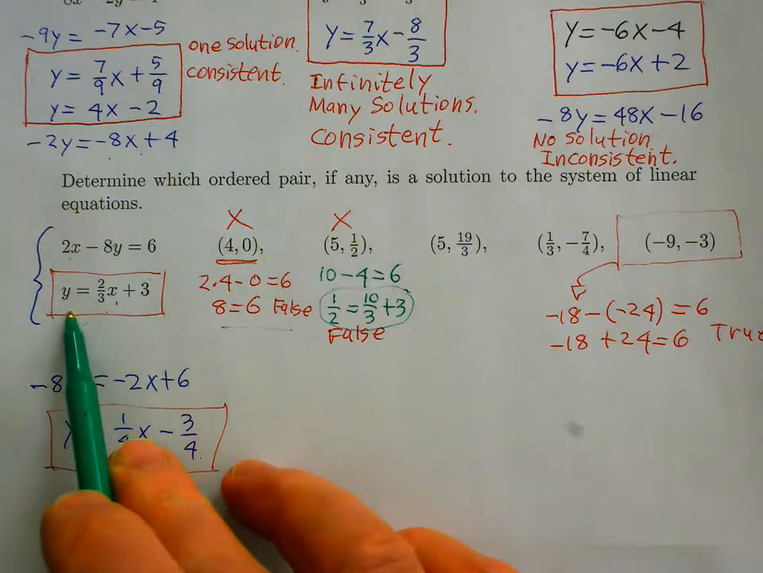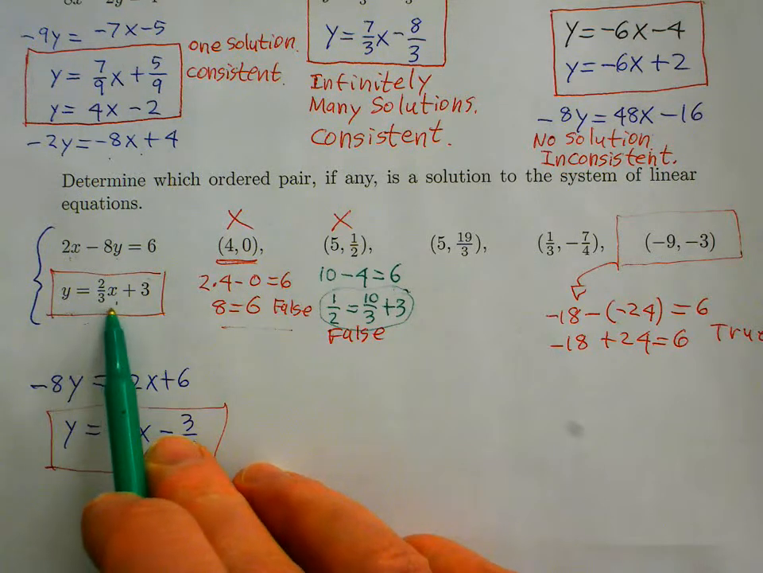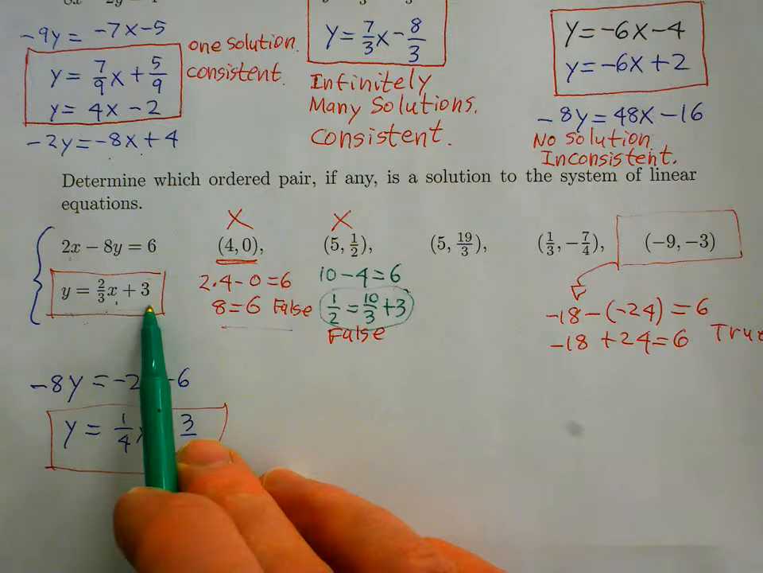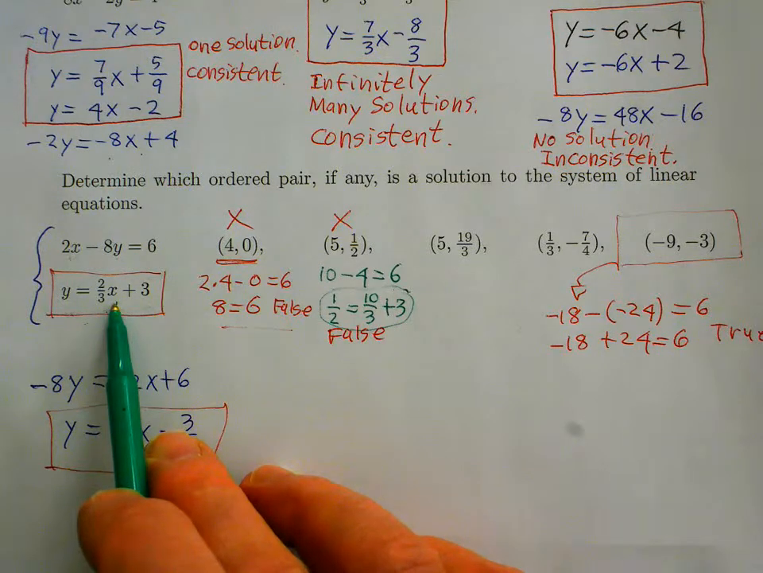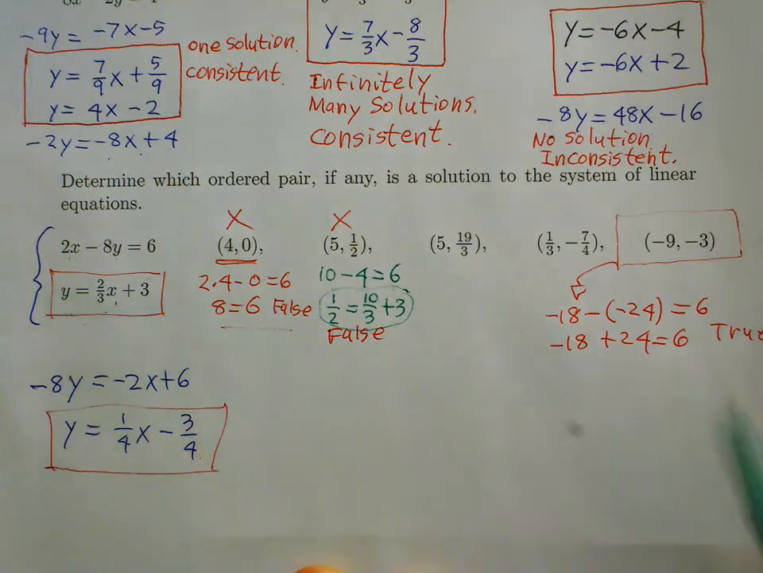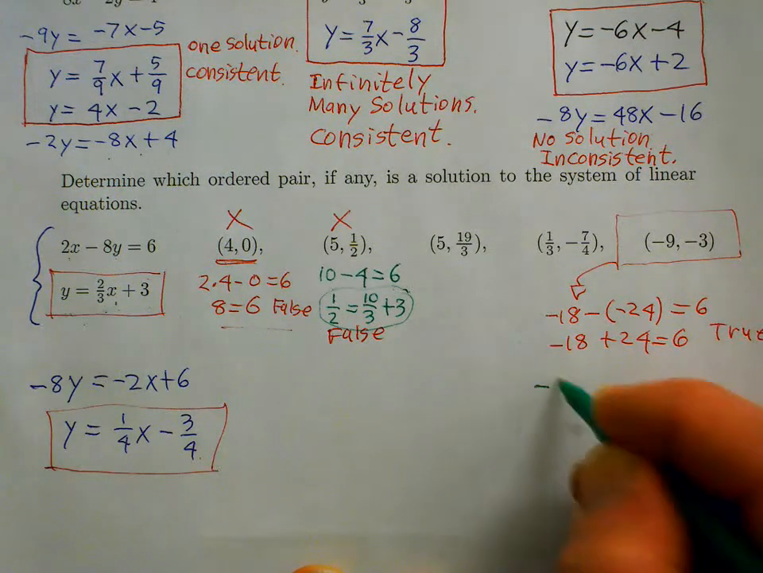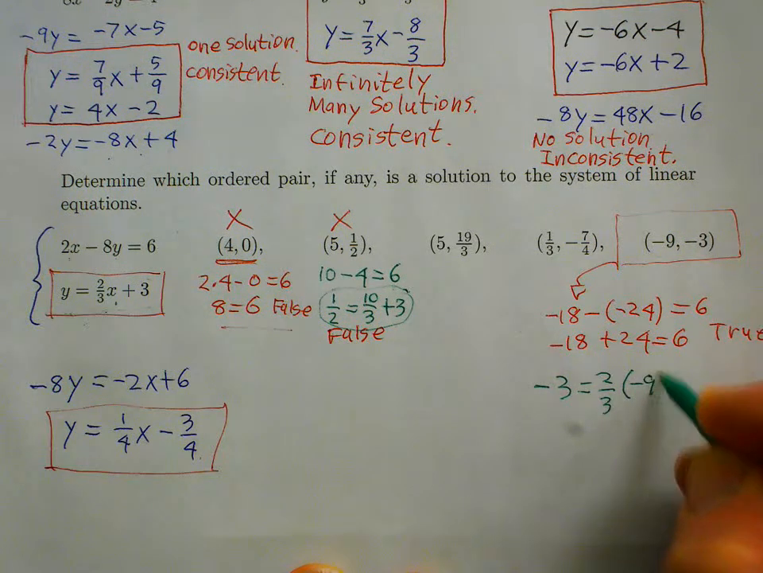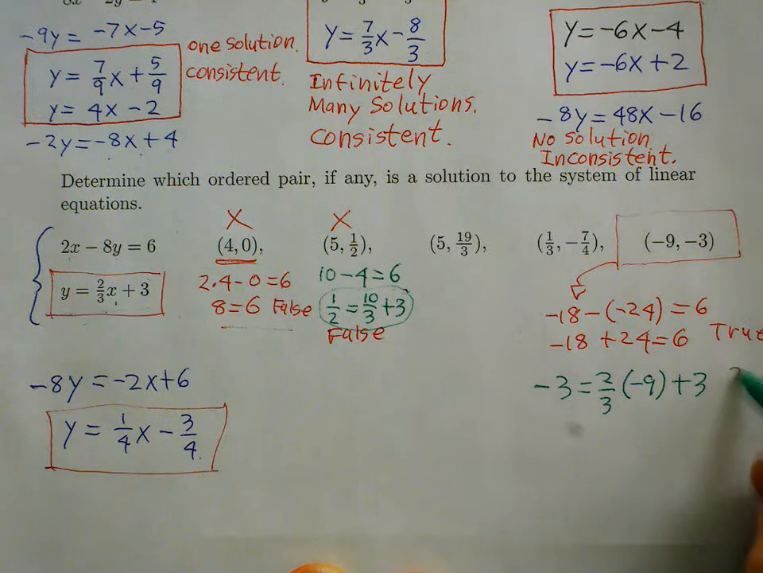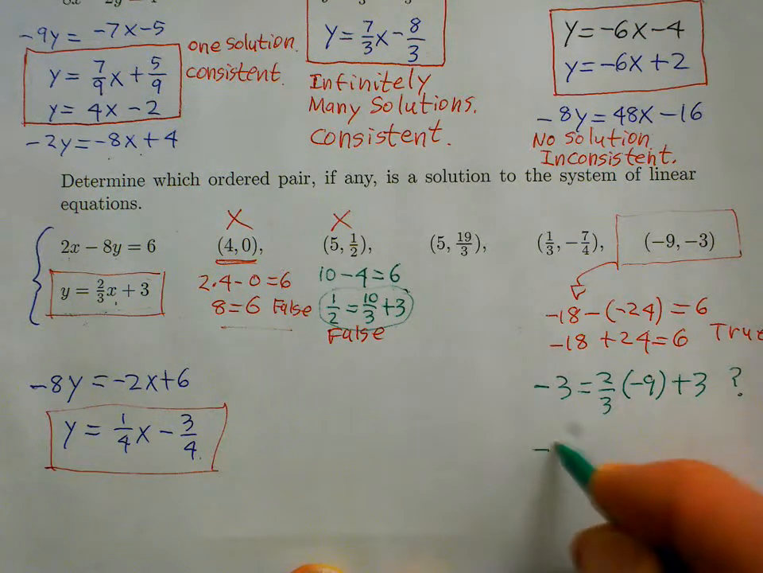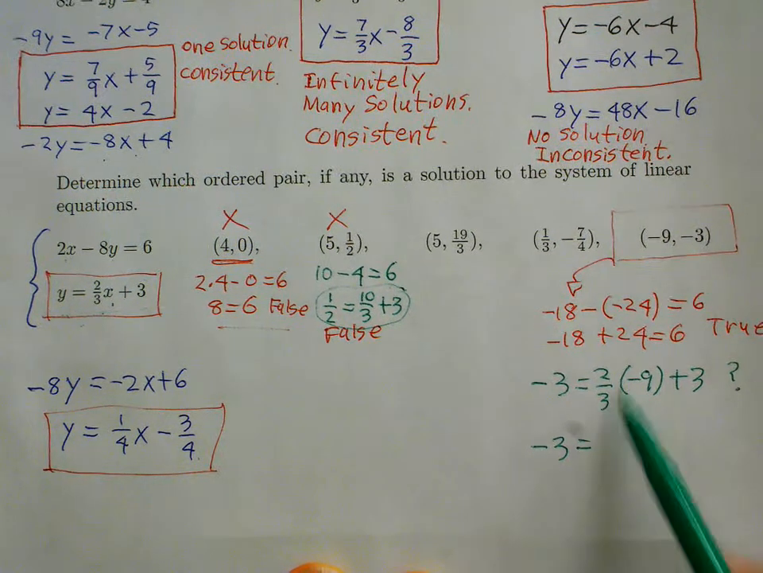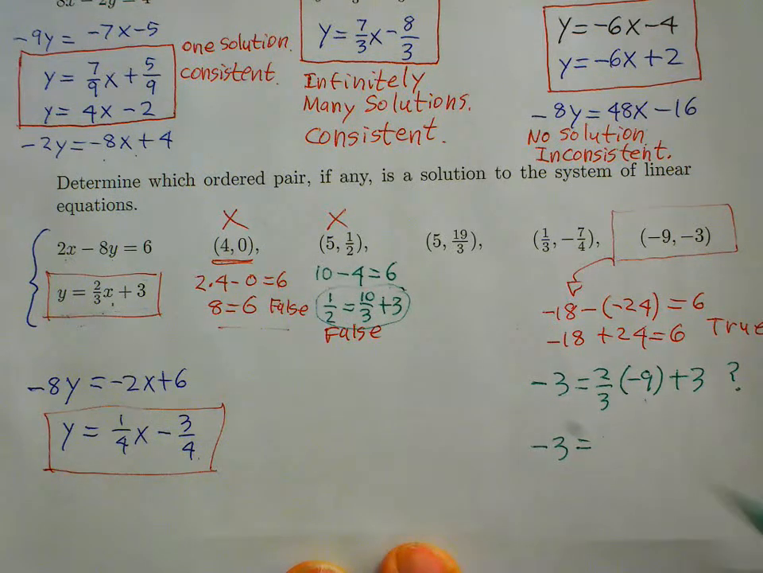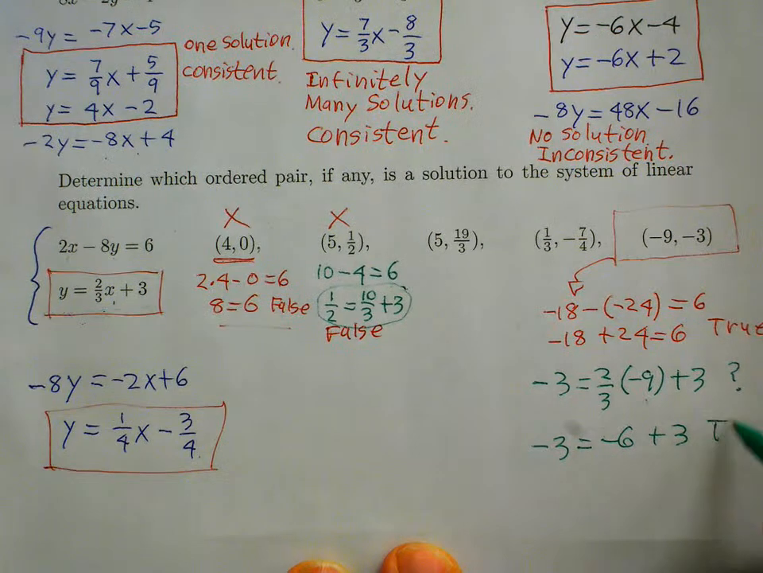So the bottom equation, y equals 2/3 x plus 3, replace x with negative 9, replace y with negative 3. So we get negative 3 equals 2/3 times negative 9 plus 3. Is that true? Do a little bit more arithmetic. 2/3 times negative 9 is just negative 6. And negative 3 equals negative 6 plus 3. That's true.